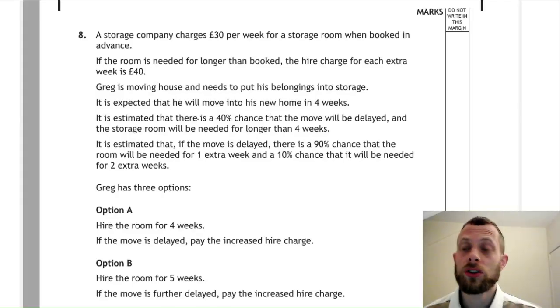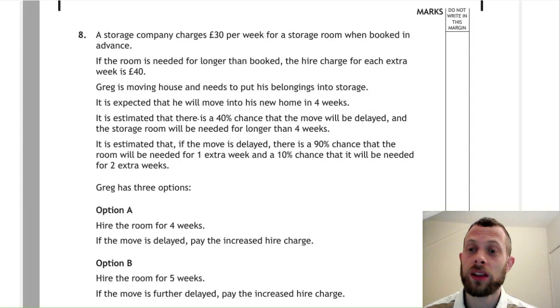Now on to the next question, question 8, which is one of my favourite topics, expected value. And I expect that there may be something like this in the exam in 2024, as this was taken out of the exam in the last 2 years.